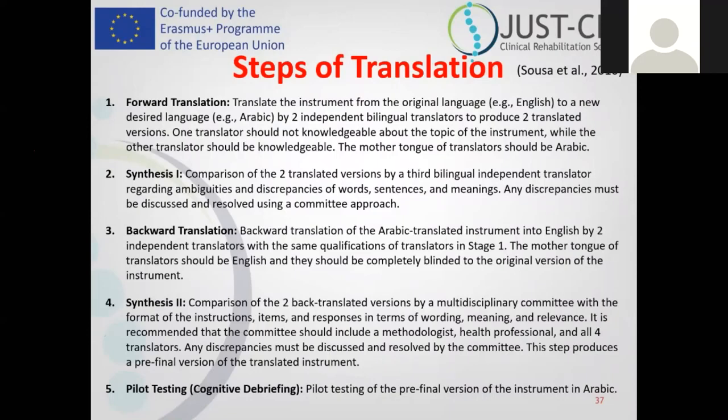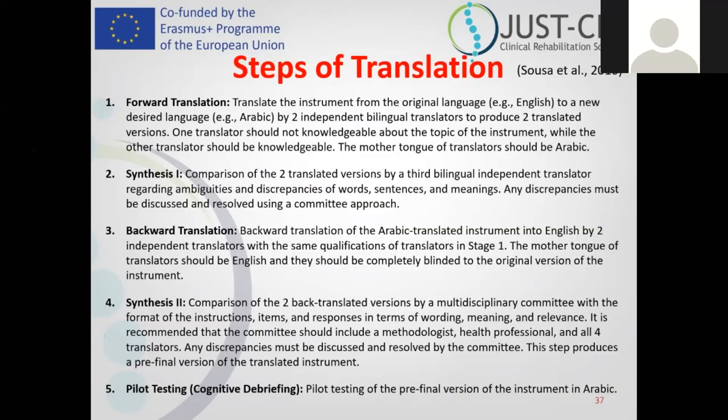They're bilingual, and it's important to also blind the backward translators from the original English version that is currently being translated to Arabic. Then the fourth step is synthesis 2. We compare the 2 back translated versions by a multidisciplinary committee for clarity of instructions, items, and responses in terms of wording, meaning, and relevance. The committee should include a methodologist, a health professional, and all 4 translators who participated in the forward and backward translation. Any discrepancies or ambiguities about wording or instructions should be resolved or corrected by the committee, and this step produces a final version of the translated instrument.